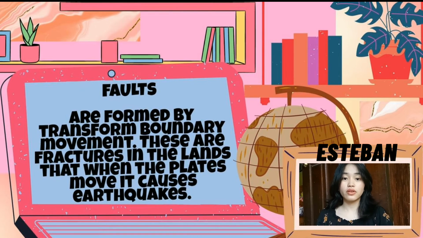Transform boundary movement: these faults are fractures in the land. When the plates move, it causes earthquakes. There are also transform faults under the oceans. Transform plate boundary movement assists in the process and landforms that occur in convergent and divergent plate movement.